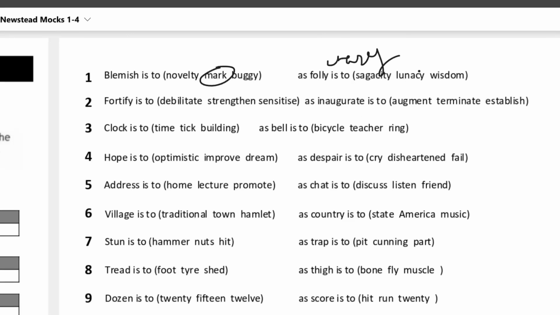We have lunacy as a marker. Question number 2: fortify means to strengthen, exactly, and inaugurate means to establish something. If you hear of inauguration ceremonies, like presidential inauguration ceremonies, that means establishing the president for the first time. So these are synonyms to these words.